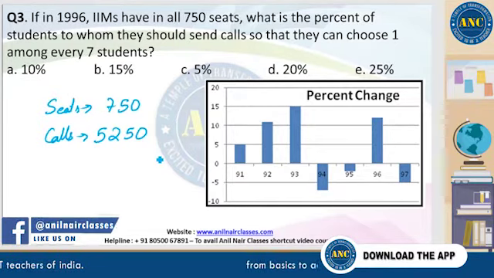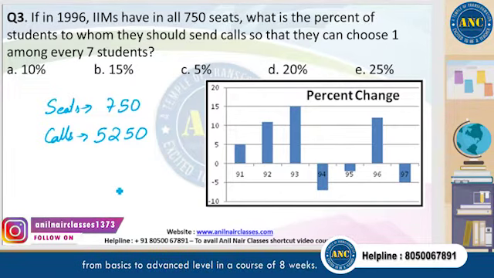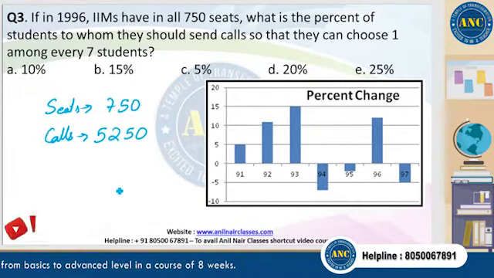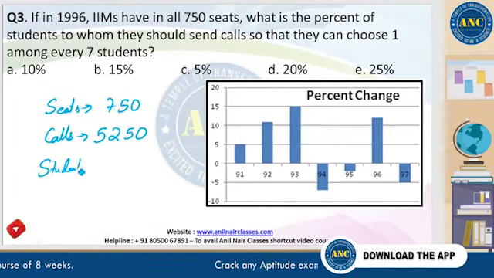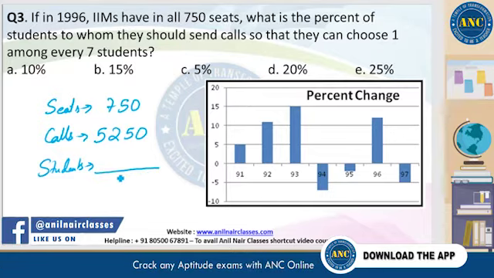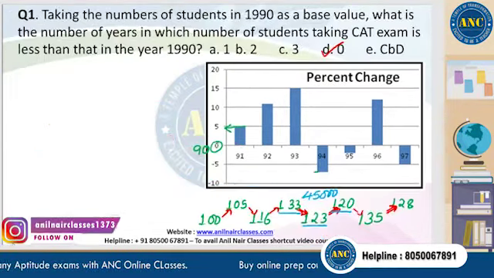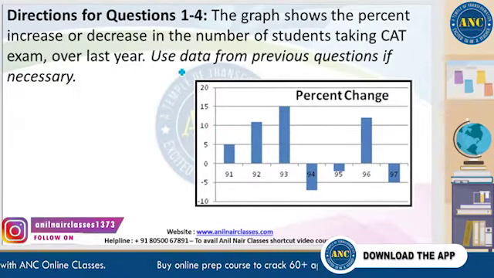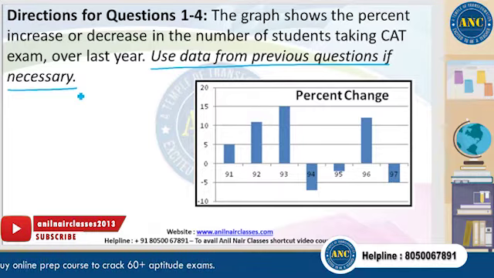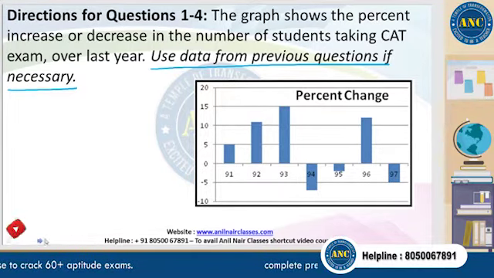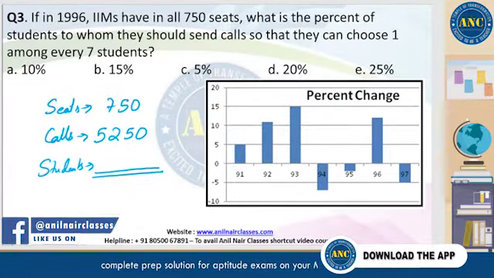But do we have an idea as to what is the number of students in the year 1996? So where do we get an idea about this? Come back to the question. This is one of those special type of questions where they did mention use data from the previous questions if necessary. Now it's necessary to solve it.